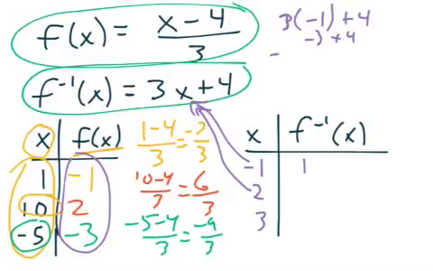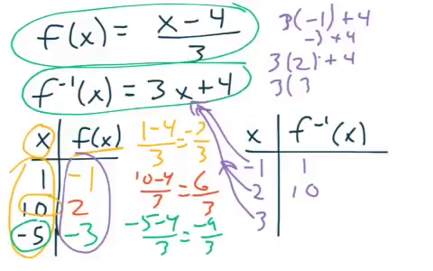Let's now plug the 2 in. And we'll have 3 times 2 plus 4. And 3 times 2 is 6, plus 4 is 10. And of course, now let's finally plug in the 3 into f inverse of x. And we'll have 3 times 3 plus 4, 9, wait a minute, where did I make a mistake? Oh, it's negative 3, sorry. So 3 times negative 3 is negative 9 plus 4, which is negative 5.